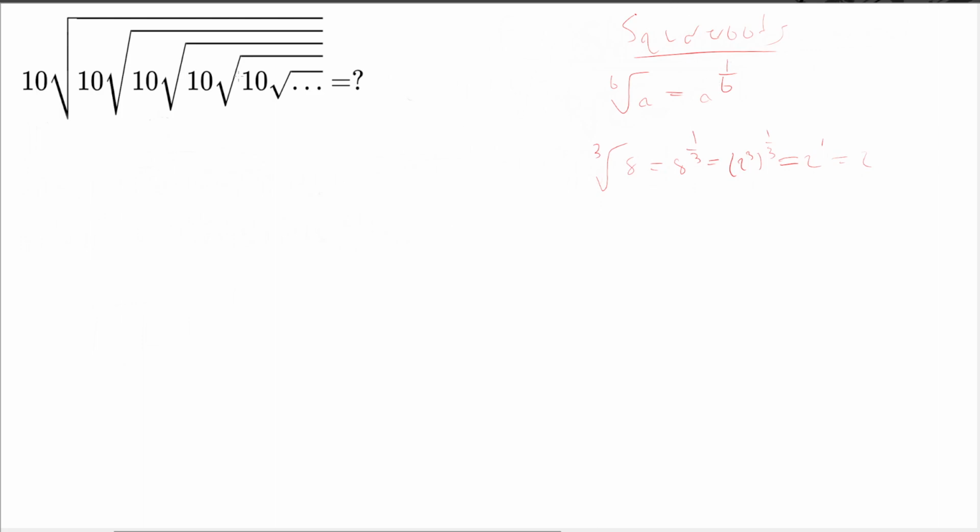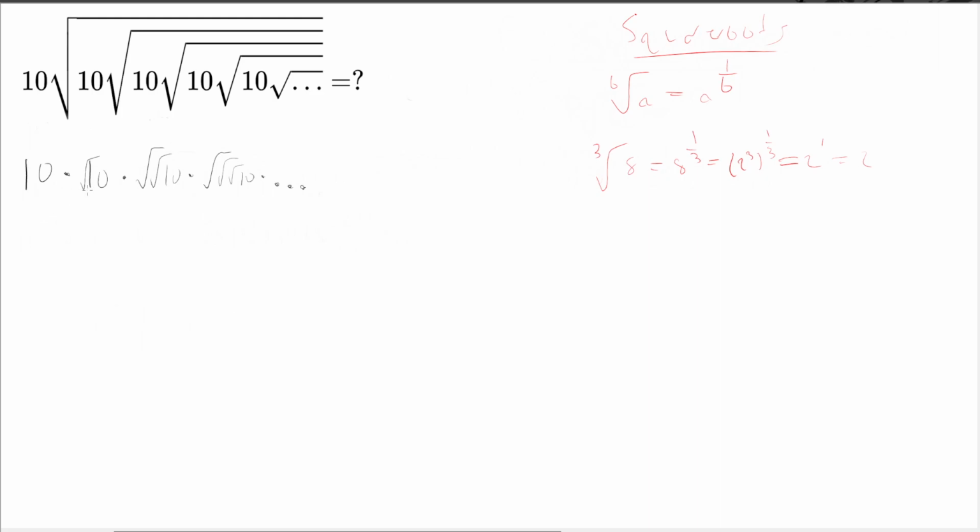Alright, so coming back to this problem, we can write it in a more clear way. So we have 10 times the square root of 10, times the square root of the square root of 10, times the square root of the square root of the square root of 10, and we keep going on and on like this forever.